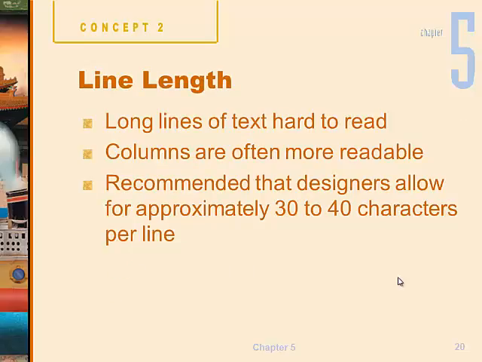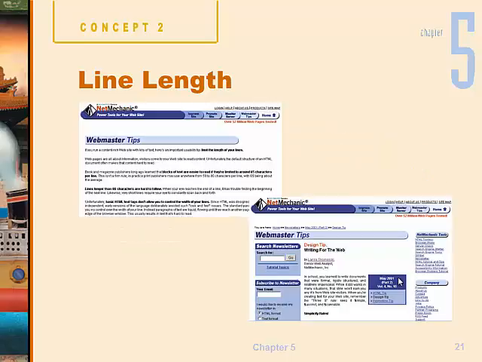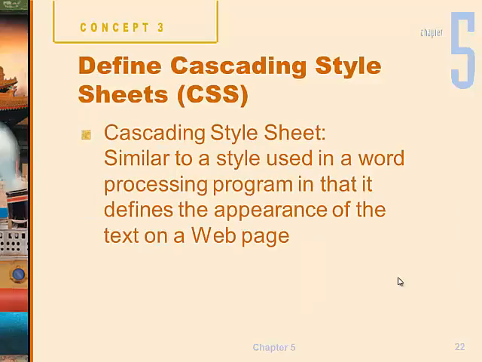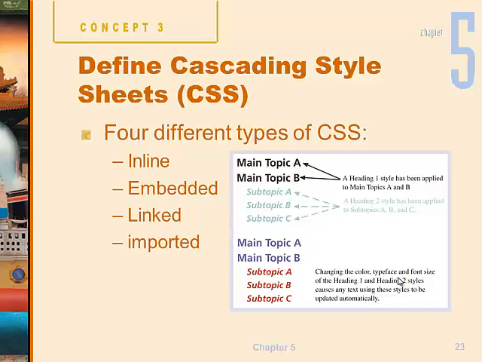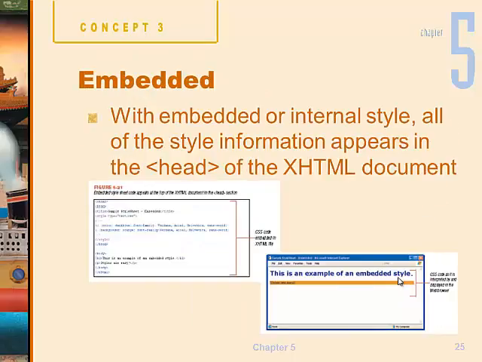Long lines of text are hard to read. Columns are often more readable. It's recommended that designers allow for approximately 30 to 40 characters per line. Any more than that, and the user kind of gets bogged down with this huge set of text on a page. So here it shows 2 different ways of doing it, and the second one, of course, is much more readable because it's broken down there in the middle instead of going all the way across the page. And like I said, we are not going to talk about cascading style sheets. That is for web development.